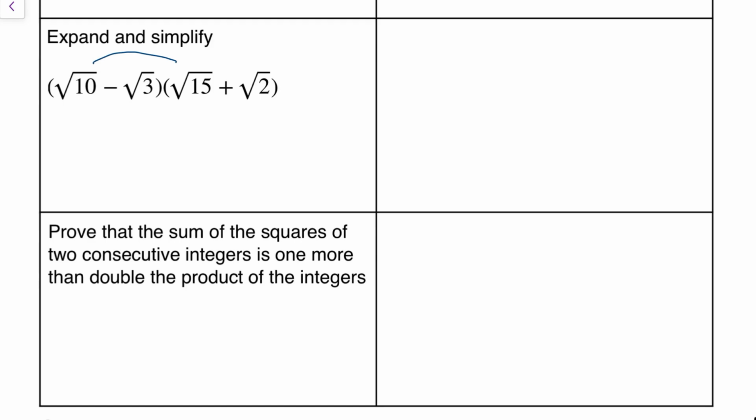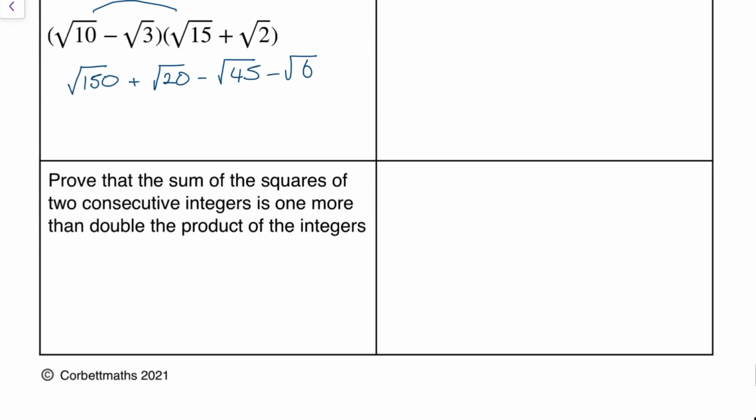So root 10 times root 15 is root 150. I'm going to simplify it afterwards. Root 10 times root 2 is root 20. Root 3 times root 15 is minus root 45. And root 3 times root 2 is minus root 6.